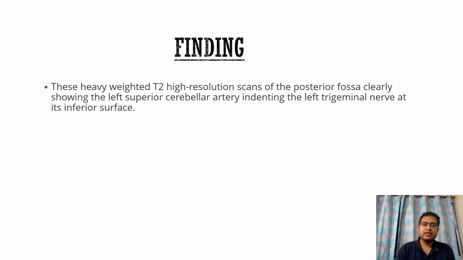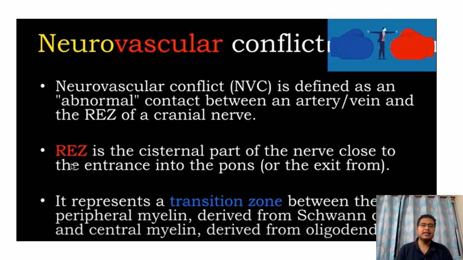The finding in this particular case, in heavily weighted T2 weighted sequences, that is CISS or FIESTA sequence, was that the posterior fossa clearly showed the left superior cerebellar artery indenting the left trigeminal nerve at the inferior surface, because of which this patient was having symptoms of trigeminal neuralgia. So what exactly is a neurovascular conflict? The neurovascular conflict is defined as abnormal contact between the artery or the vein, that is the vessel, and the root entry or exit zone of a cranial nerve.